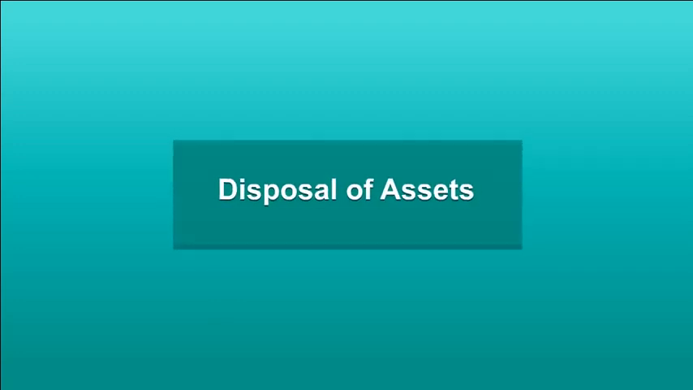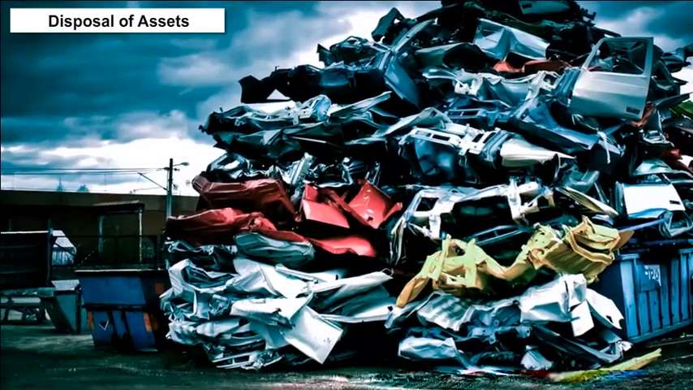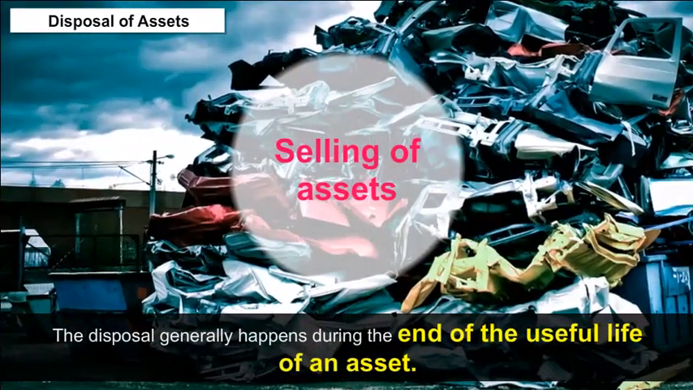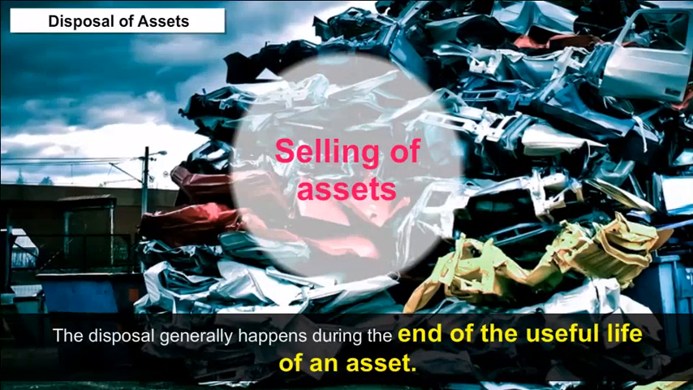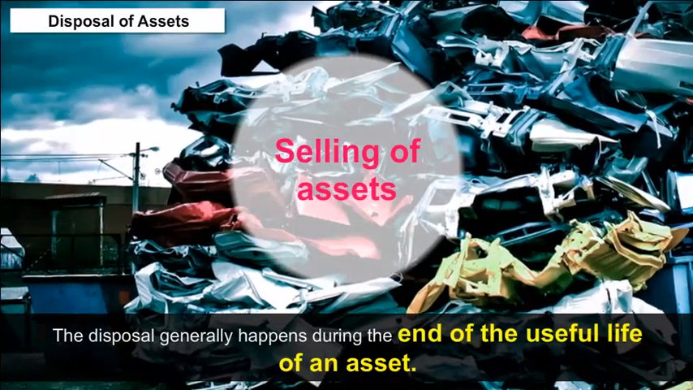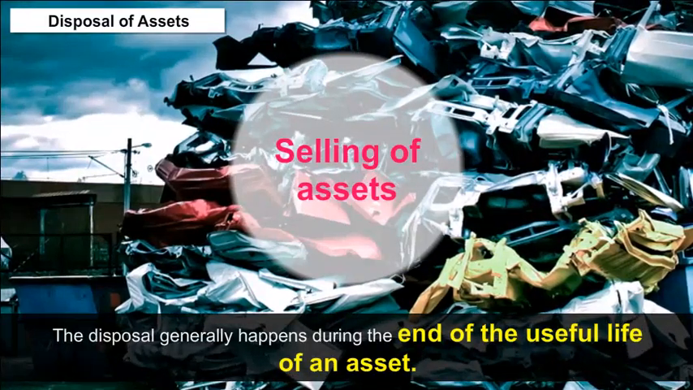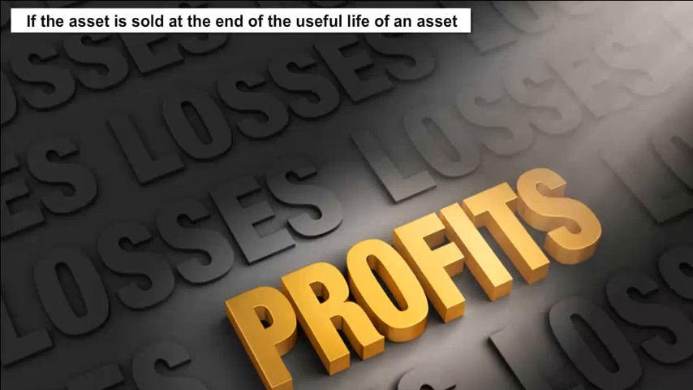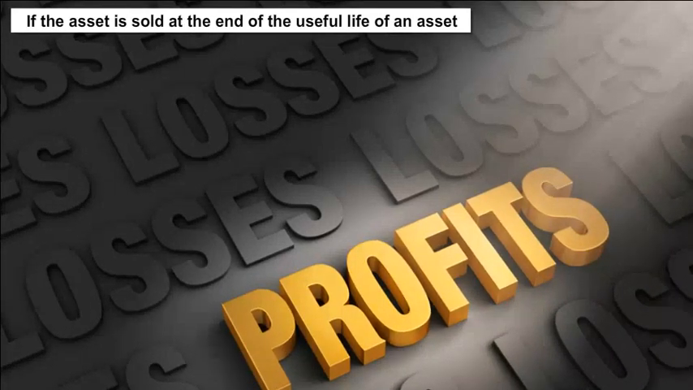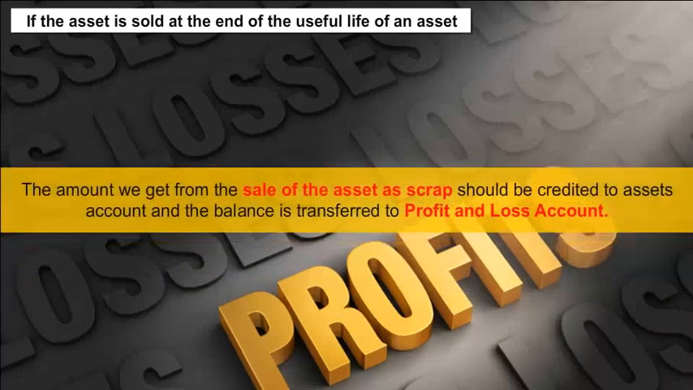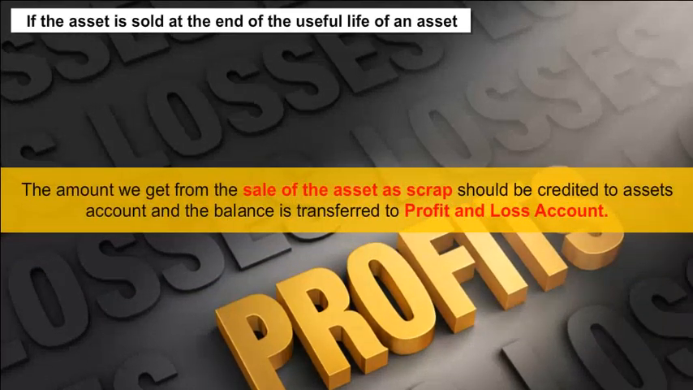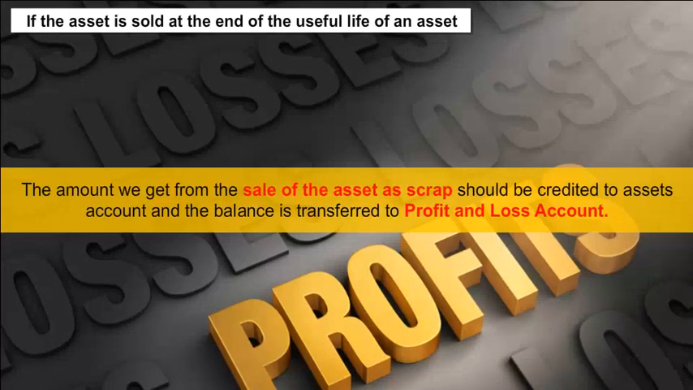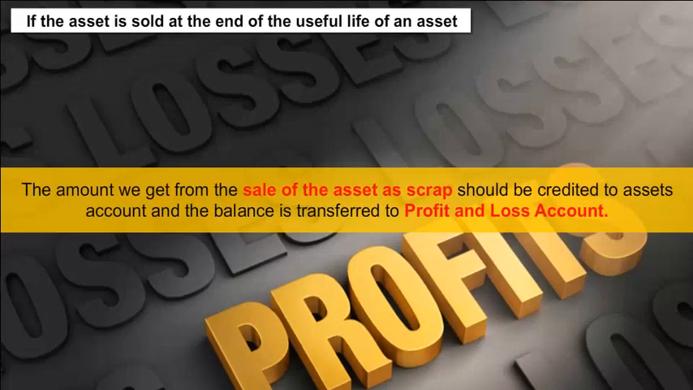Disposal of assets. The disposal of assets means selling of assets. The disposal generally happens at the end of the useful life of an asset, though at times it happens during the useful life of an asset. If the asset is sold at the end of the useful life, the amount we get from the sale of the asset as scrap should be credited to assets account and the balance is transferred to profit and loss account.